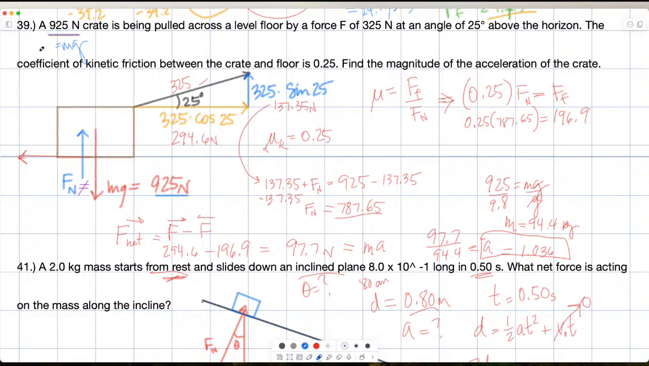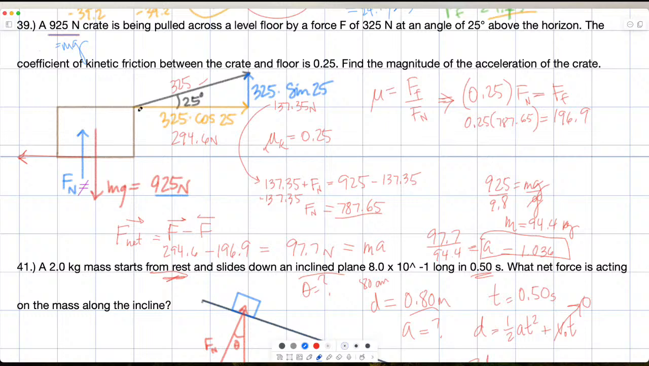Okay, so just keep that in perspective. This is not mg. The crate is being pulled across a level floor by a force of 325 newtons at an angle of 25 degrees above the horizon. The coefficient of kinetic friction between the crate and floor is 0.25. Find the magnitude of the acceleration of the crate.